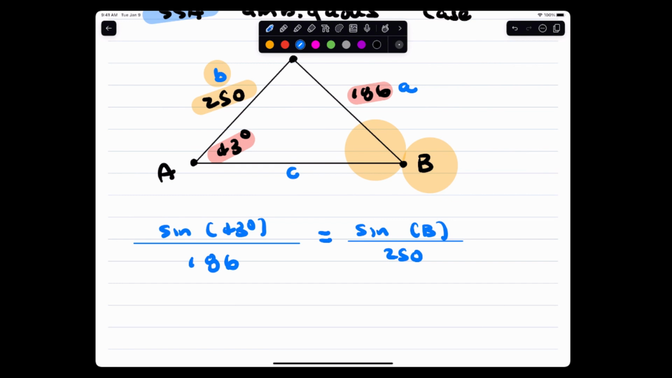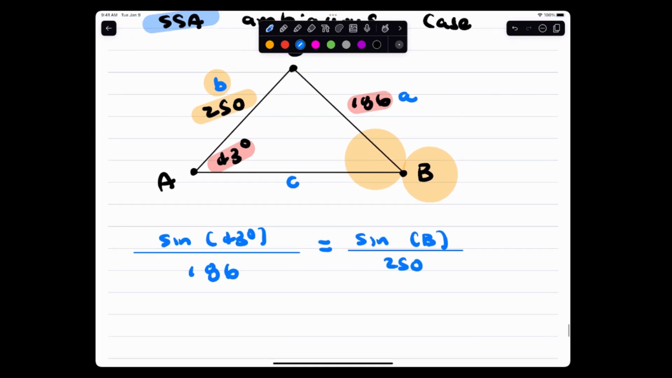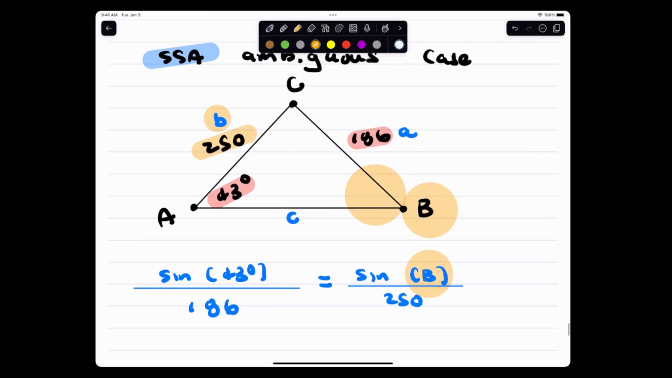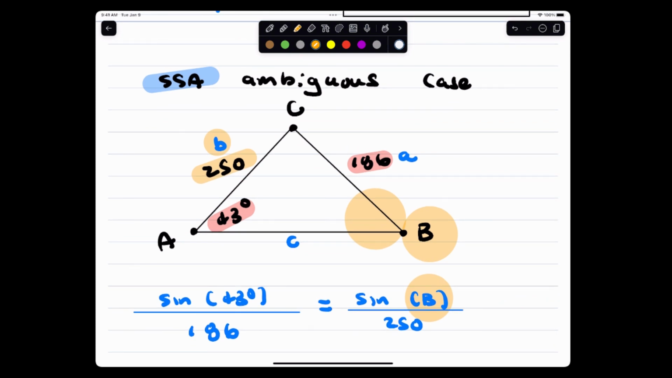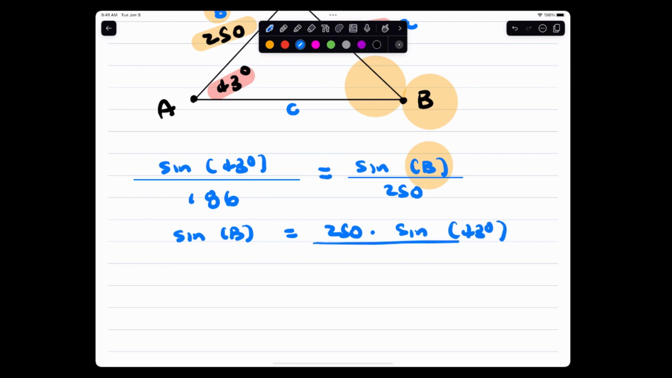Okay, so this is your first step for the ambiguous case, always. You're going to try to solve for the unknown angle B here. Okay, easy peasy. You guys want to take a look at that? So, multiply both sides by 250. Aren't you going to end up with sine B equal to what? 250 times sine of what? 43 degrees divided by 186.